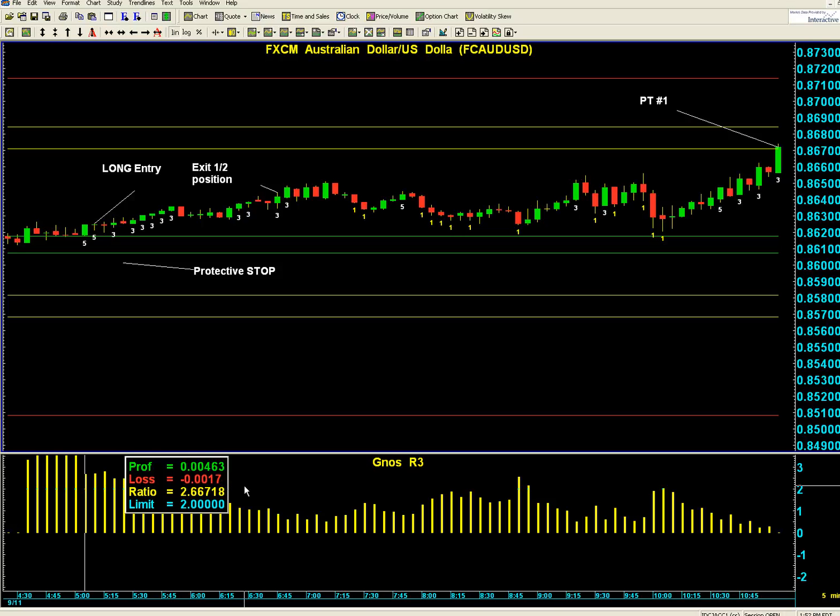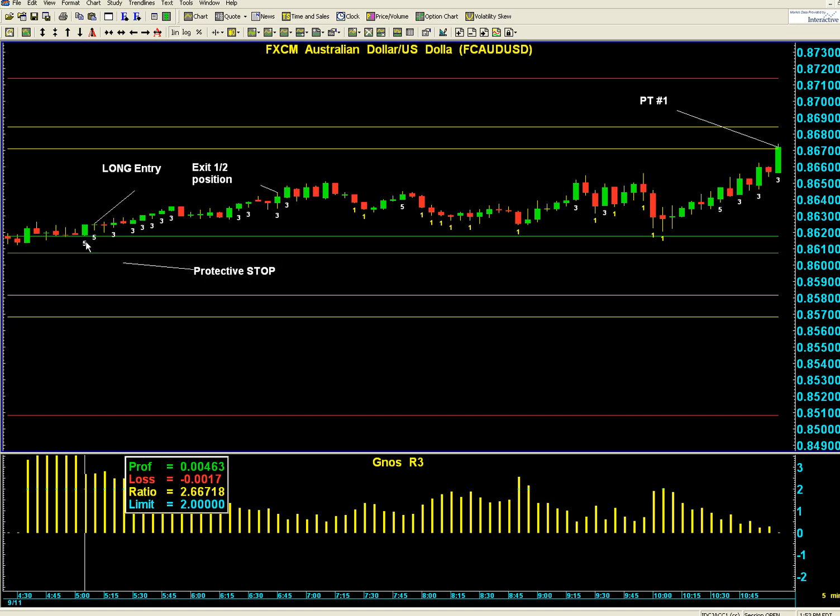So that's one of the nice features with Gnostic with this particular risk manager: we can actually find out if we can afford to take the trade based off of the amount of equity we have in our account and looking at the indicators themselves. So let's use a 2 lot scenario here.